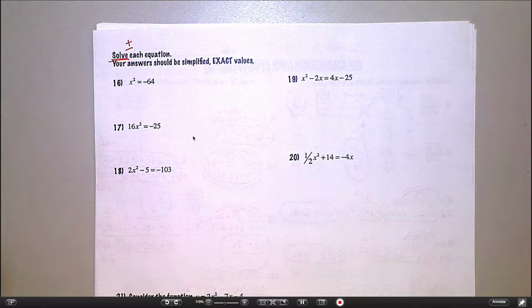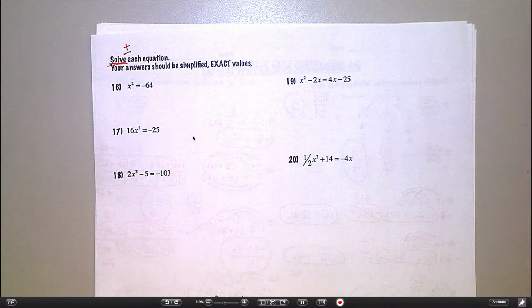Well, there are some cases, like these ones over here, that we're not going to need the quadratic formula because we don't have a regular x term, we only have an x squared. So I'm going to be able to solve just with a square root somewhere in the problem. But if you look at the ones over on the right, numbers 19 and 20, those ones are going to be a little more complex.